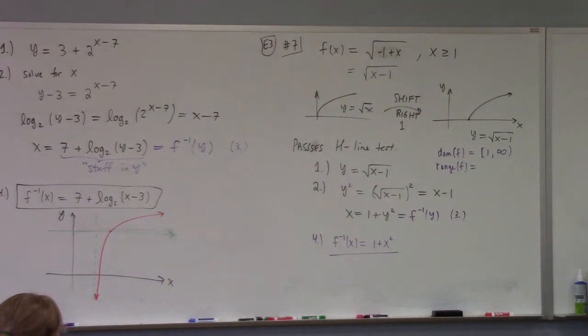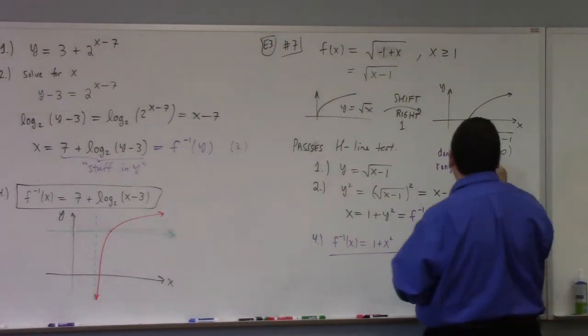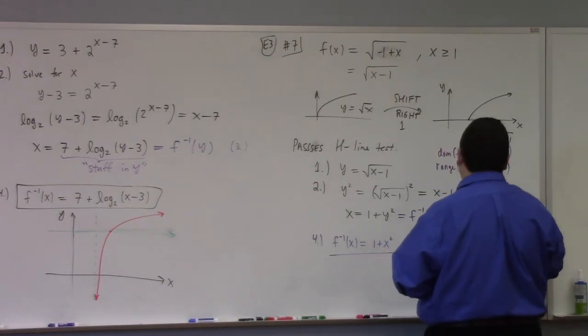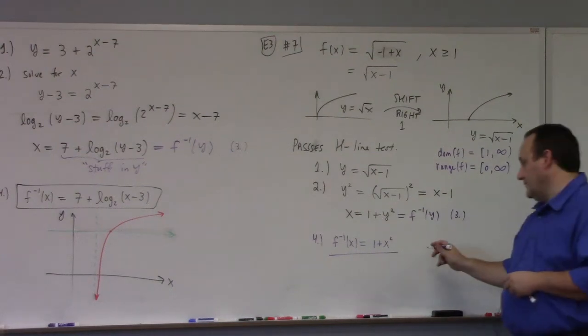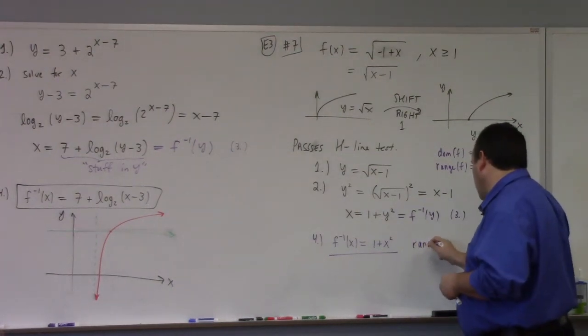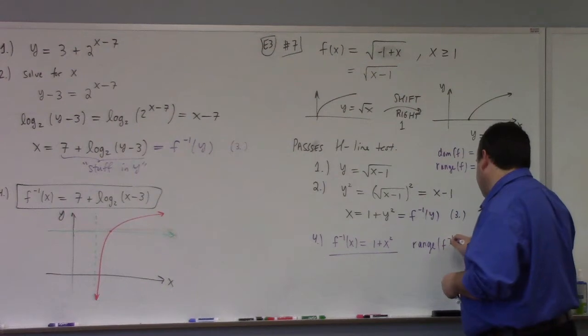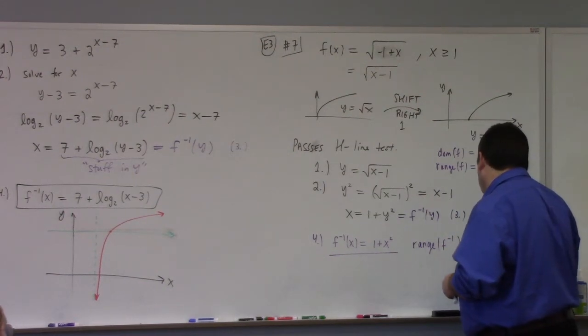And then the range is what? The range is 0 to infinity, although it depends on what we're talking about. If we're talking about the function, that's the domain and range. But remember that the inverse function flips it over. So the range of the inverse function is 1 to infinity.